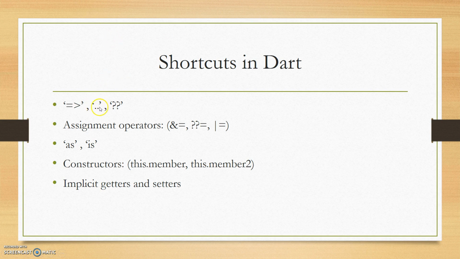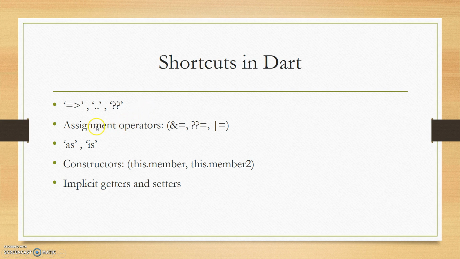The cascade operator is kind of useful in that if you are given a function or an object, you can use the cascade operator to do multiple functions on it. It's similar to a dot operator. You do not have a semicolon in between these statements, and usually it's used after you return an object from a function. This question mark checks if something is null.